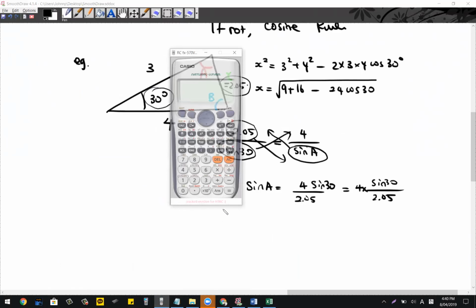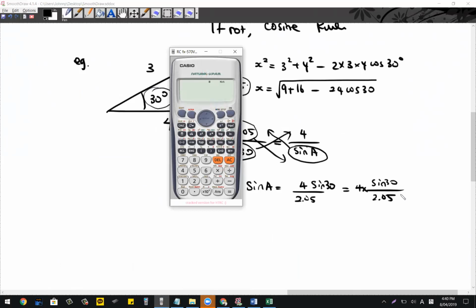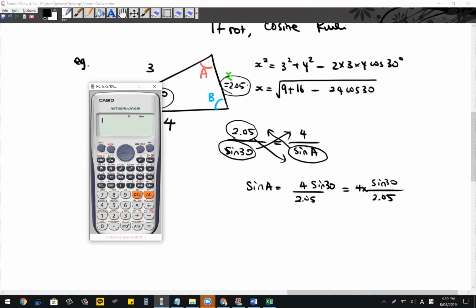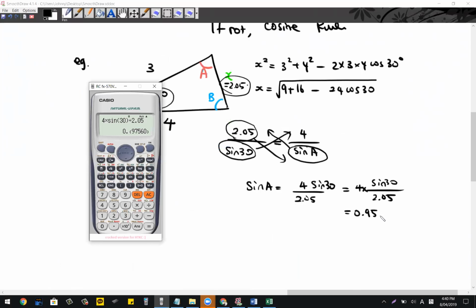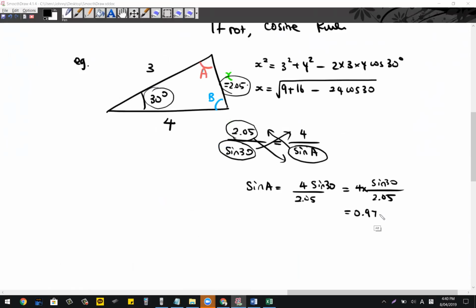Of course, we expect to have some rounding error because we're using 2.05 rather than the exact value of this. But let's give it a go. So 4 times sine 30 and divided by 2.05. That gives us 0.9756. So that's what sine of A is. So A is equal to sine inverse.